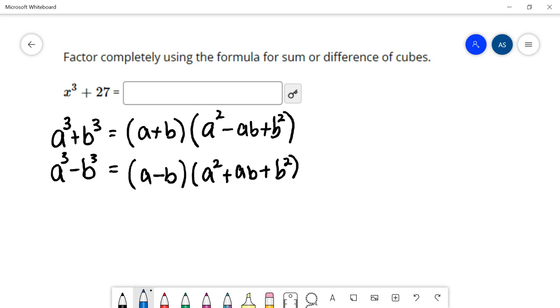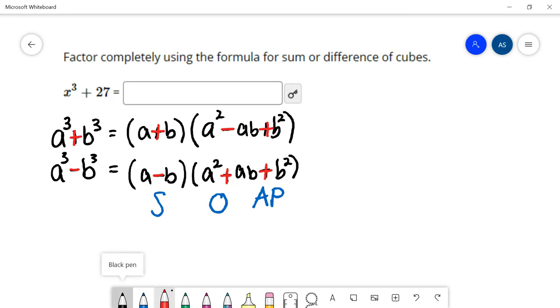So we have a mnemonic device we could use to remember, and the mnemonic device is SOAP. SOAP stands for same, opposite, always positive. So the first sign is going to be the same as the original. You can see the first one is plus here, the first one is minus here, the same as the original. The next sign is going to be the opposite of the original, and then the last sign is always positive. So this is the formula that we're going to use, or you can think of it as a pattern.